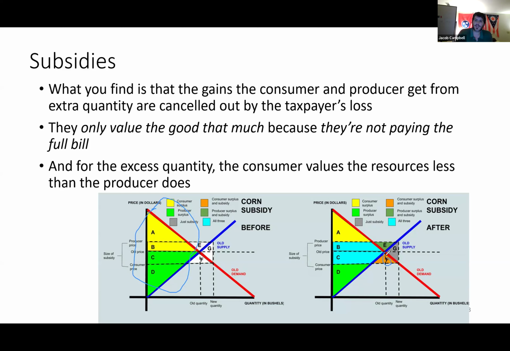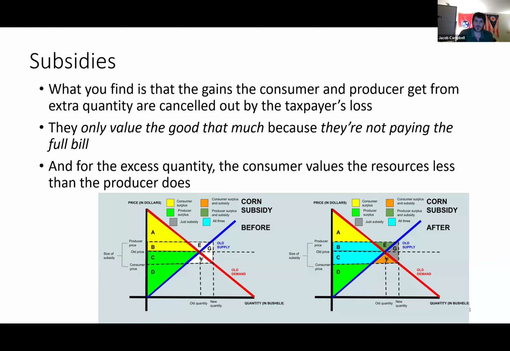Now, what about F and E? Well, E the producer gets, and F the consumer gets. But again, they're only getting it because they're taking it from someone else. That's not new wealth, that was just redistributed. And so we cannot count that as a gain. And what does that leave us with? G. G is just the subsidy.